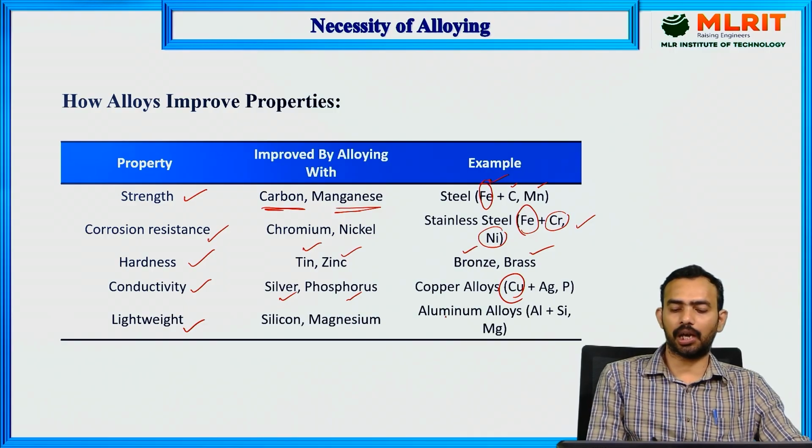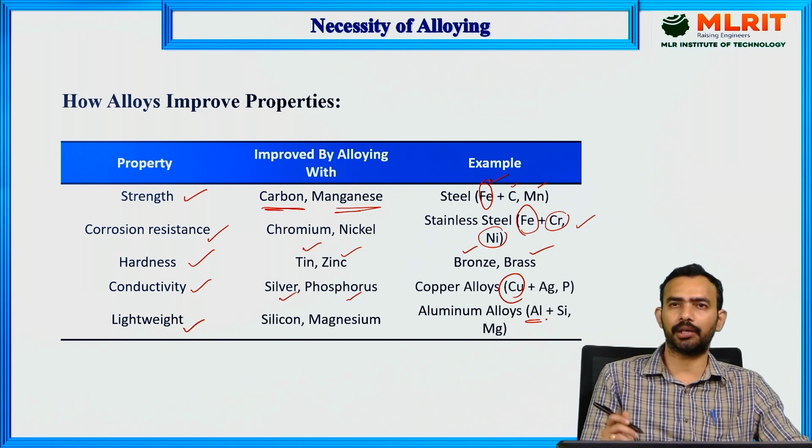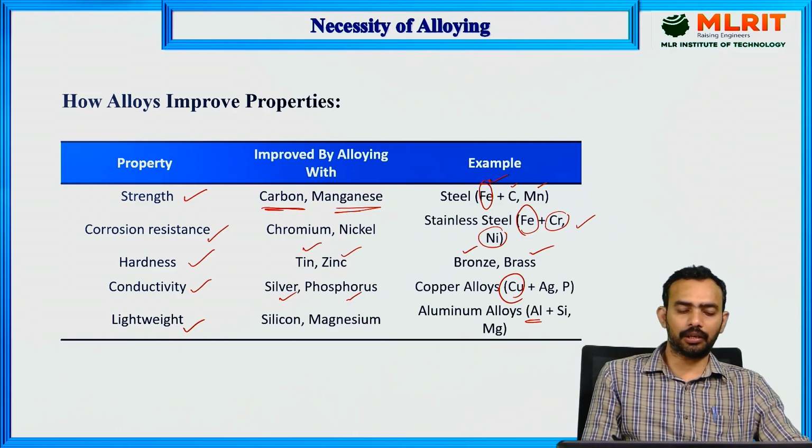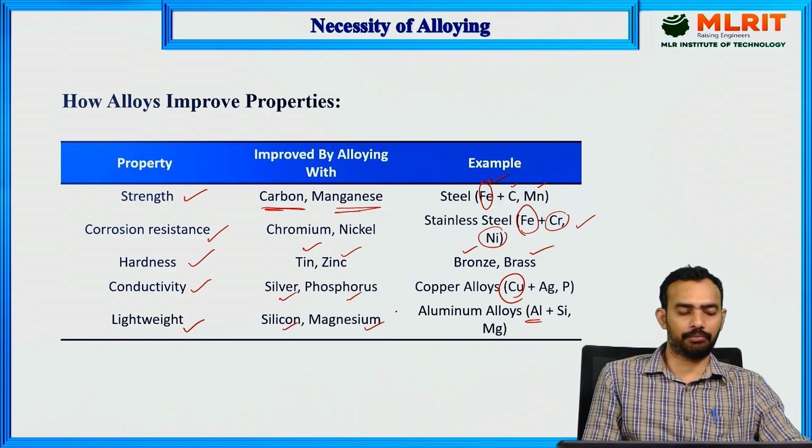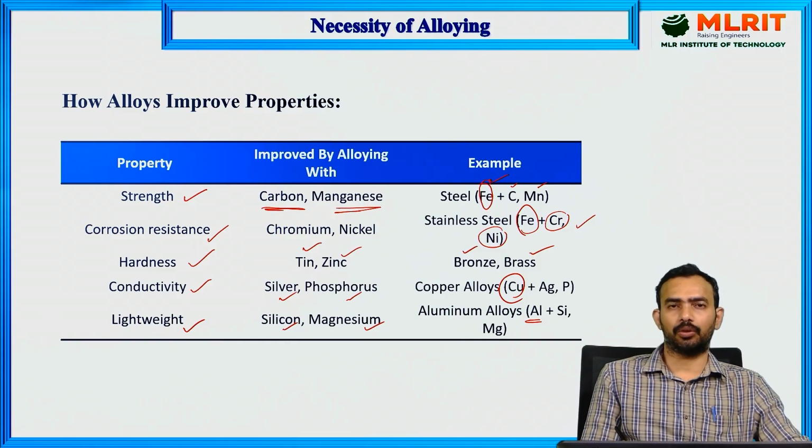Similarly, if you want to reduce the overall weight of the material, we use aluminum alloys. Aluminum, when compared to the other metals, is already considered to be light in weight and finds its applications in the aerospace segment. Further, aluminum has been added with silicon and magnesium in order to further reduce the overall weight of the material, which is considered to be an aluminum alloy.